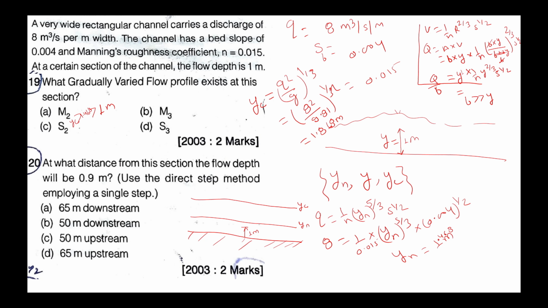So at 1 meter, in which region is your flow? This region is S1, S2, and this region is known as S3. Your flow is in the S3 region. This will be correct, because flow always tries to reach the normal depth. So from here your flow will reach the normal depth like that, the normal line. So here your flow profile is S3.